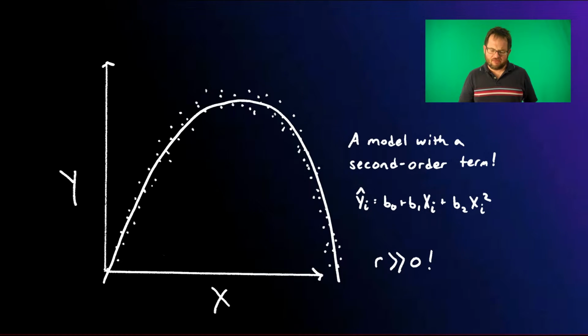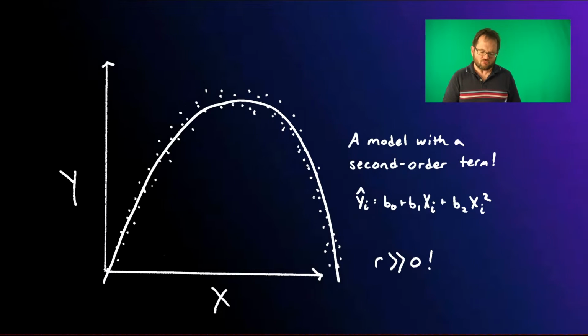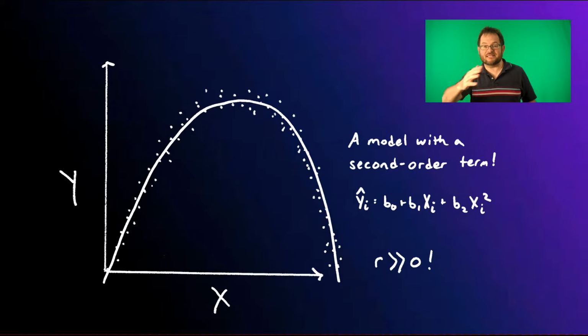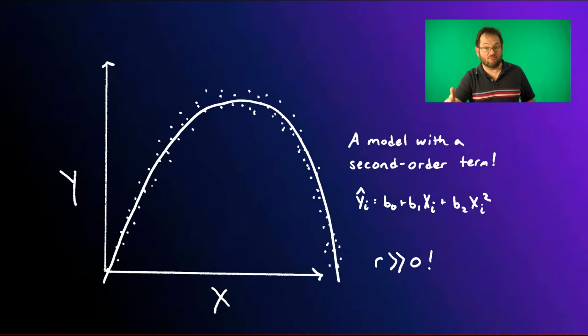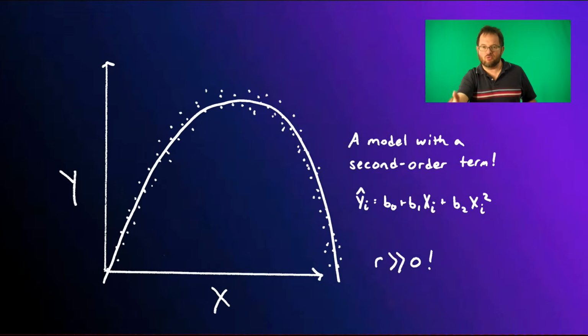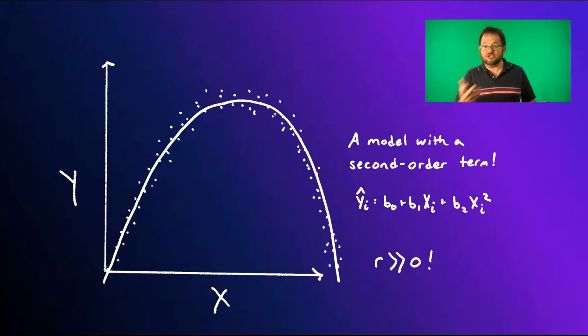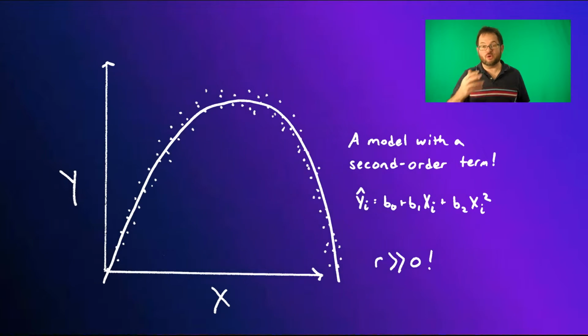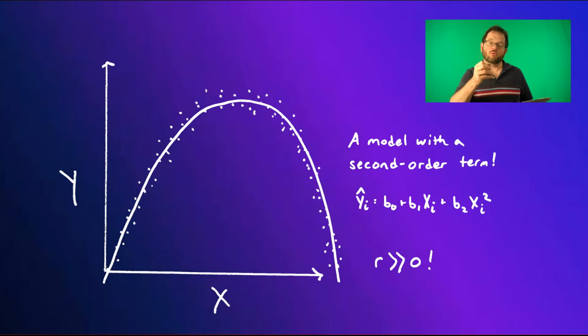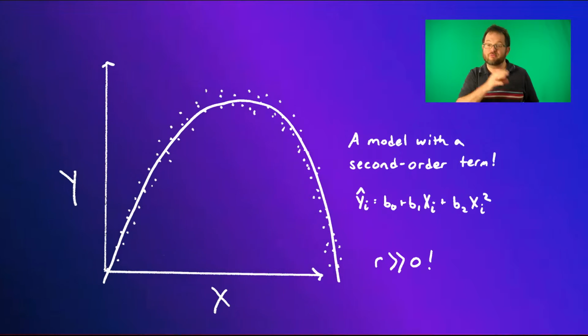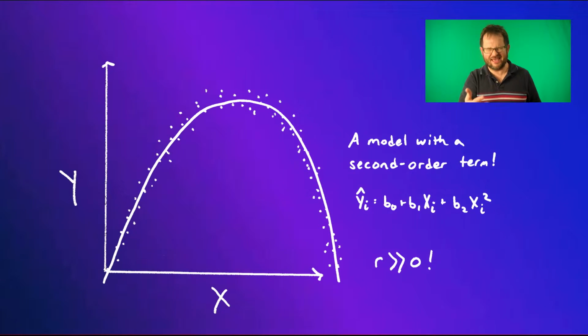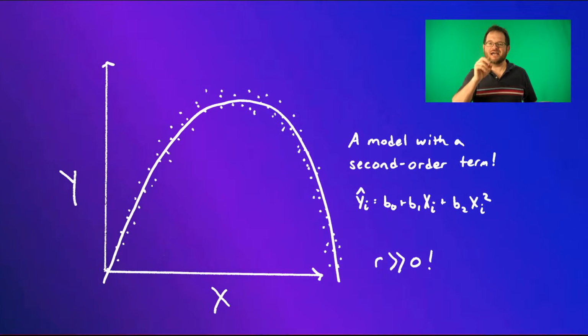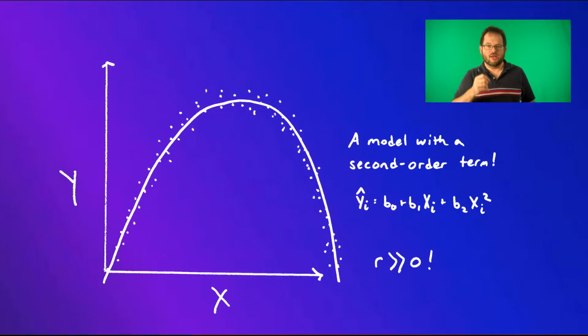Well, one thing we could do is come up with a model that had a second order term in it, where we are building a statistical model in which the process is actually quadratic. It's a parabola. And so here's our model with a second order term, where now we have our forecast yi hat, where we're trying to estimate the ith observation of y. And then we have this quadratic equation on the right-hand side: b naught plus b1 times xi plus b2 times xi squared.